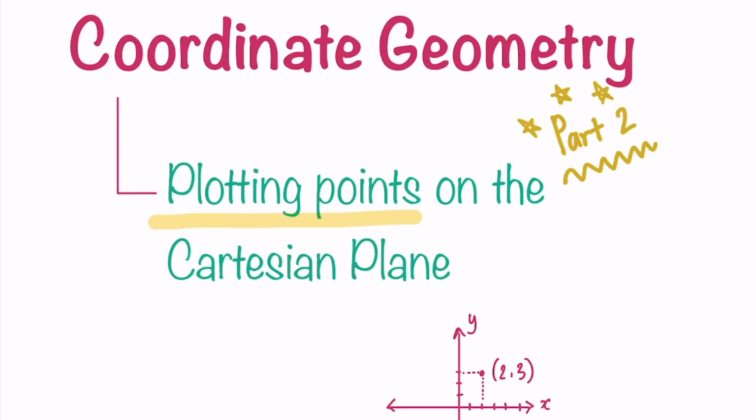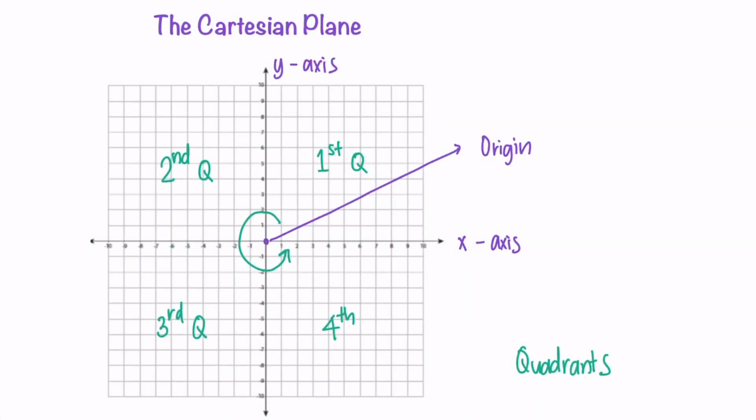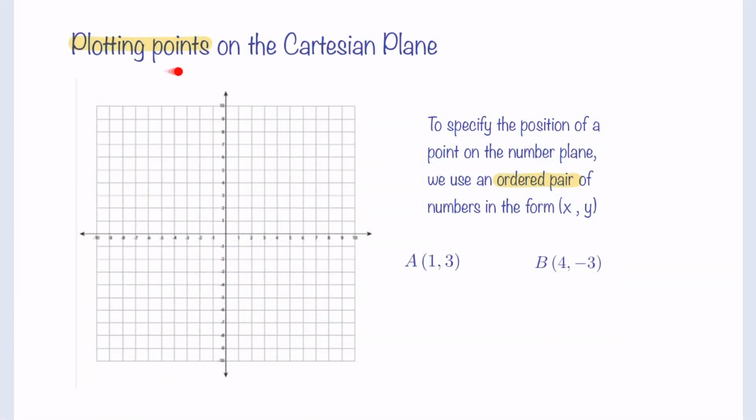In this coordinate geometry lesson, we will look at plotting points on the Cartesian plane. In our last lesson, we looked at identifying the x and the y-axis, as well as identifying the 4 quadrants on the Cartesian plane. To plot points on a number plane, we first need to understand what an ordered pair is.